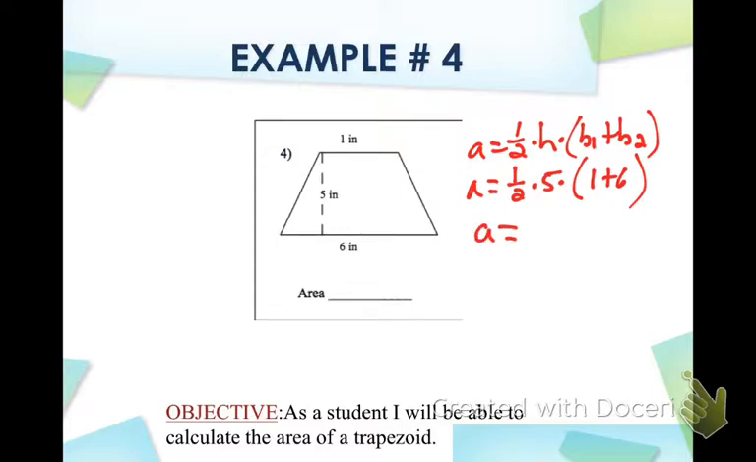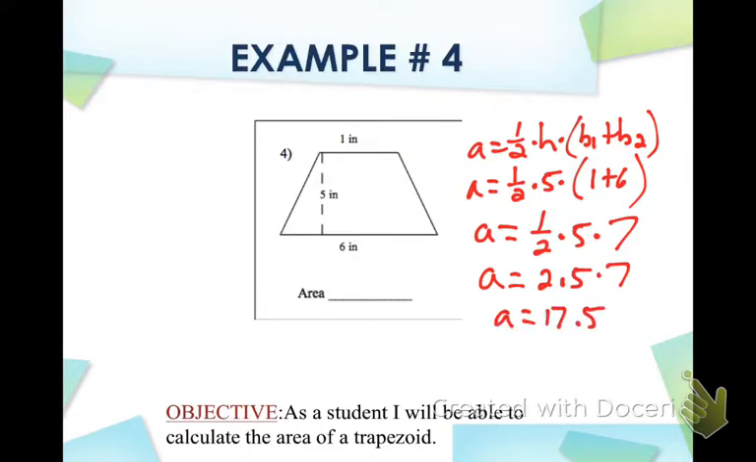Area equals 1/2 of 5. 1/2 of 5 is 2.5. Oops, sorry. Can't do that yet. 1 plus 6 is 7. 1/2 times 5 times 7. Okay, 1/2 of 5 is 2.5 times 7. And if you want to throw that in your calculator, you can, or you can just simply do it. And what you're going to get is very simple. You're going to get 17.5. And we need to label, which is inches squared. So 17.5 inches squared. Those are your 4 examples.